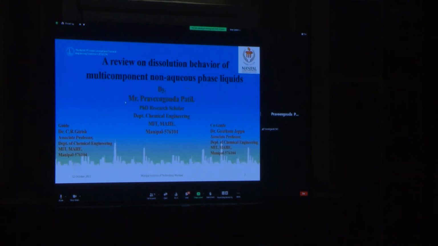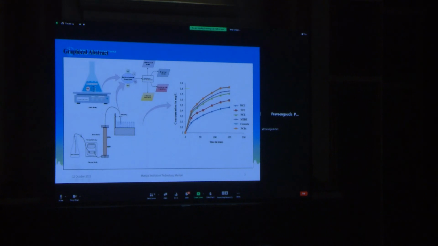I am going to give a presentation on a review on dissolution behavior of multi-component non-aqueous phase liquids. I am from India. This is the graphical abstract of my presentation, where the components are studied in batch and column mode. A few examples are DCE, PCE, TCE, and PDE. Various mathematical models, empirical models, dissolution, degradation, and enhanced dissolution. All materials related to that have been collected.